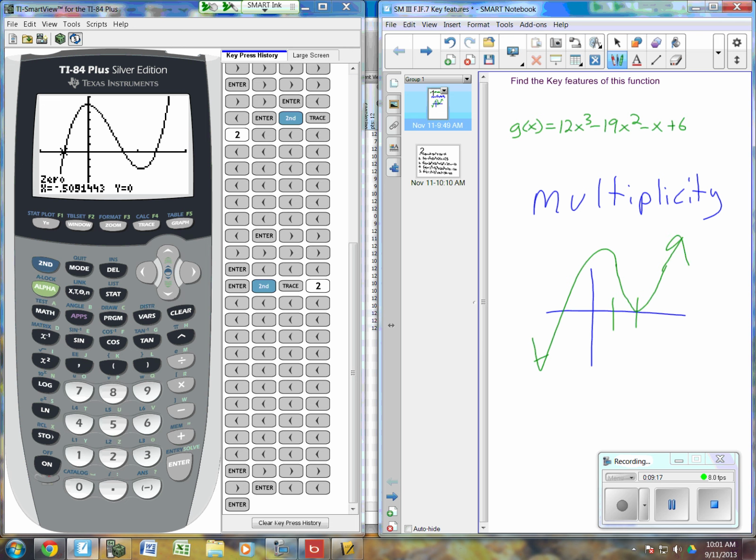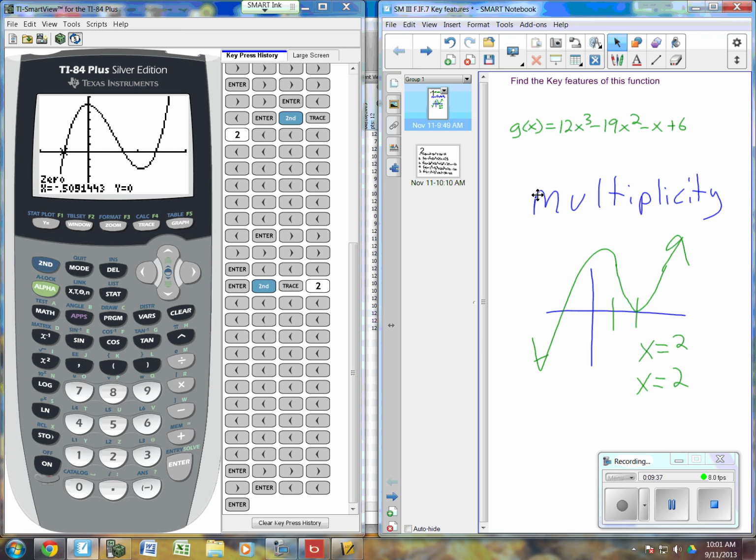2 is actually what we call a multiple 0. It actually is going to happen twice. They call it a multiple. They call it a 0 of multiplicity 2. Okay? So sometimes that happens on some of these graphs. We'll come down and just touch it right there.